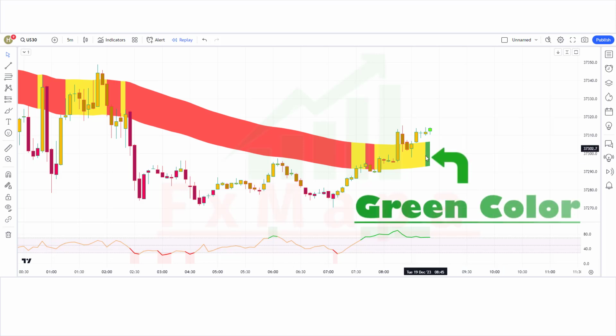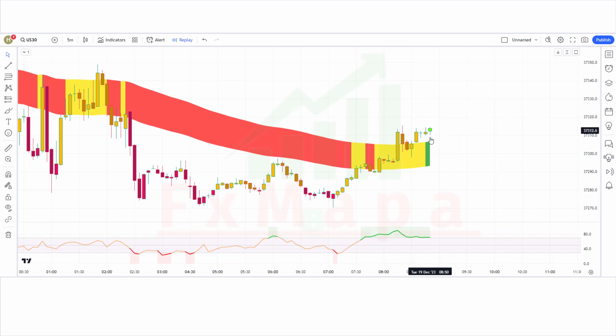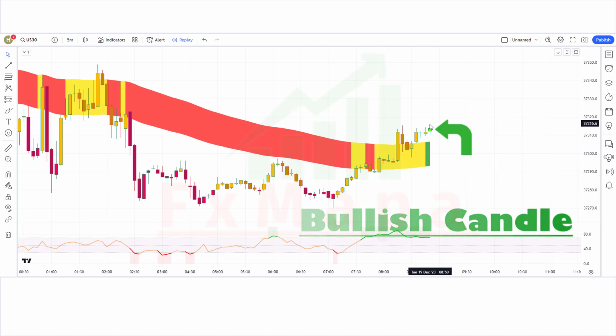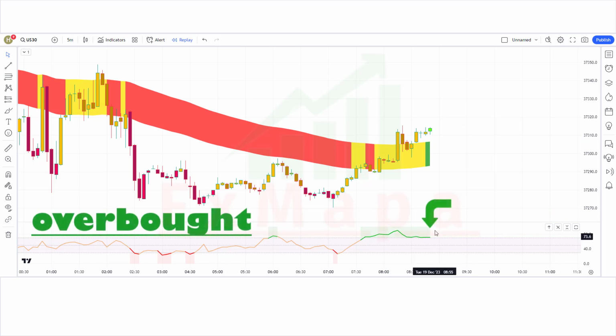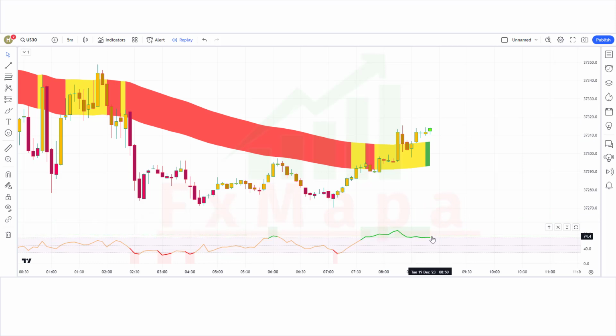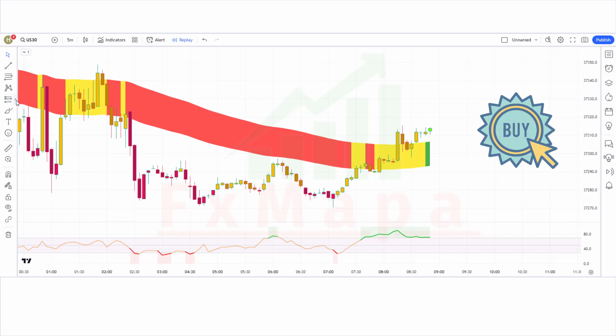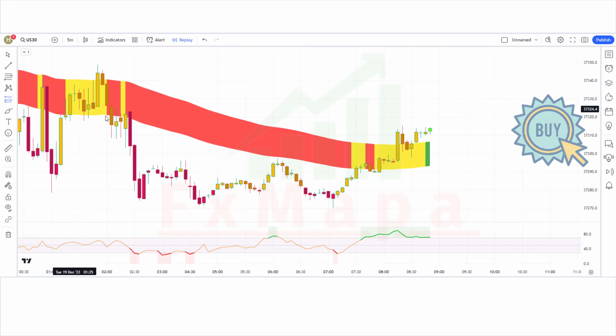Here the strips of Riva-Keltner indicator change from red color to green color. The market has made a bullish candle to give confirmation. The IMI line of Intraday Momentum Index indicator is overbought. So all our conditions are being fulfilled, so we are placing an order to buy.